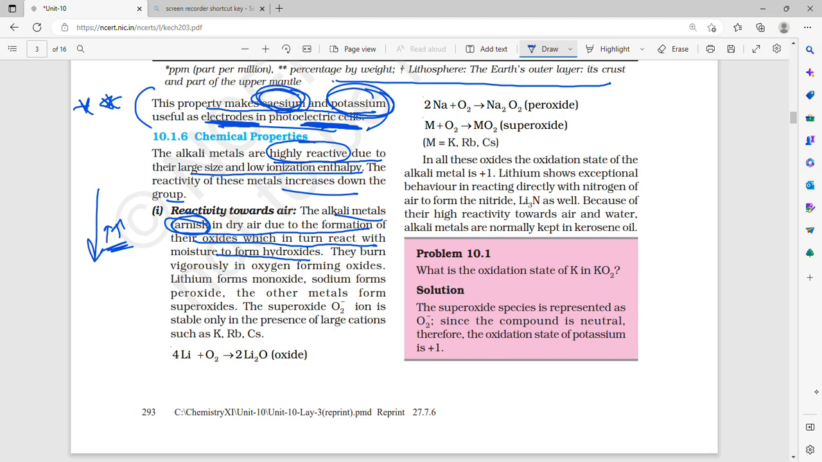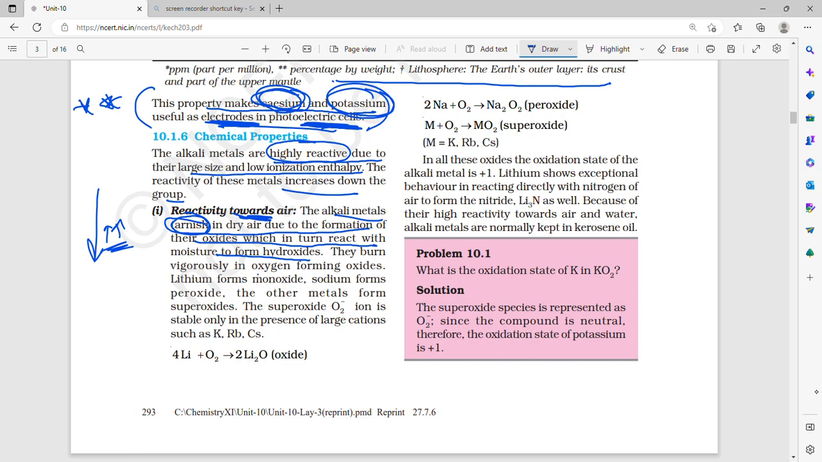Similarly, alkali metals get tarnished in dry air due to the formation of their oxides, which in turn react with moisture to form hydroxides. Why? Because they are very reactive. Since alkali metals are so reactive, they start reacting with dry air and form oxides. Later, the oxides react with moisture and form hydroxide.